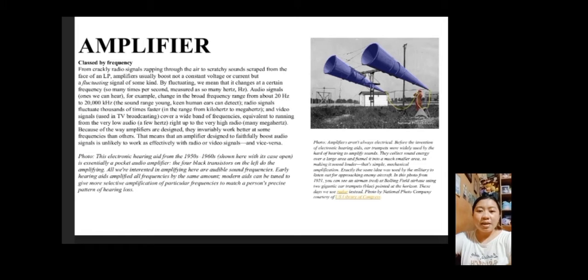As you can see in the PowerPoint, we have the kilohertz. Kilohertz refers to how many thousands of cycles occur per second, and it is used to measure frequency or cycles per second. We also have the megahertz, which is commonly used to express microprocessor clock speed. And also hertz, which is the number of cycles per second. So that is the amplifier class by frequency.